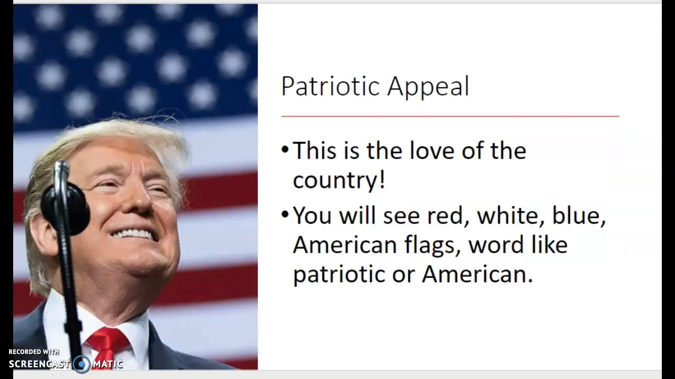The next one is patriotic appeal, and this is the love of the country. We will see red, white, and blue, American flags, words like patriotic or patriotism, America, anything that appeals to our country. In the background here, most presidents have the American flag, red, white, and blue. Also, you can notice that all presidents wear red, white, and blue suits or something of the sort to support our country. Another one would be Ford, which always says an American Revolution, and that is also patriotic appeal because it's saying America.